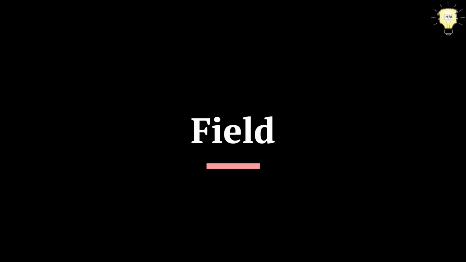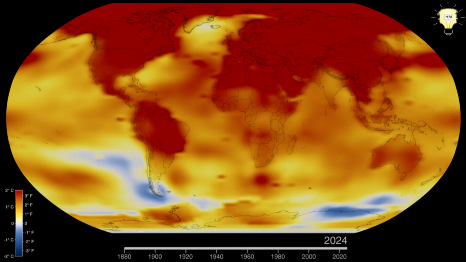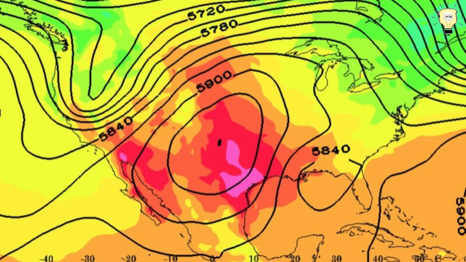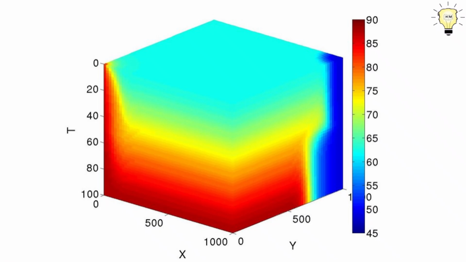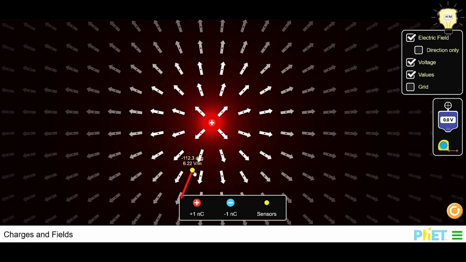The term field in physics refers to something that is spread out in space, a region where the physical quantity is defined at every point. For example, take a temperature field. It shows how temperature is distributed across a region at a given time. Each point has a temperature value, showing how hot or cold different parts are. Similarly, an electric field shows how the electric force, experienced by a charge, varies across space.